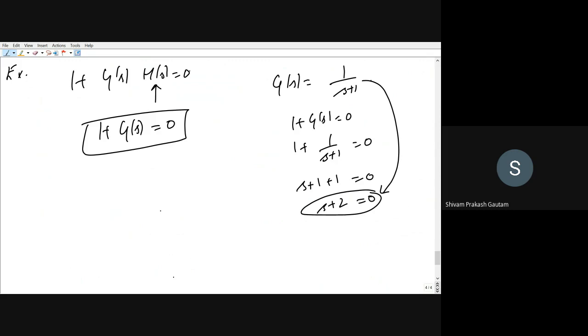Or if the closed loop transfer function is directly given to you, you can calculate the characteristic equation by taking the denominator part, right?